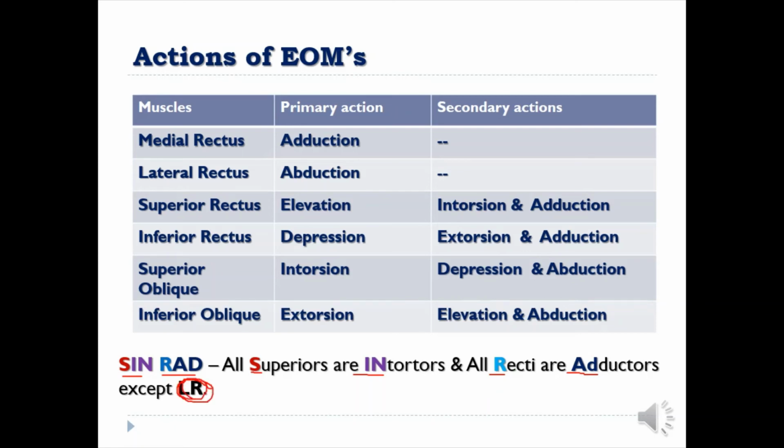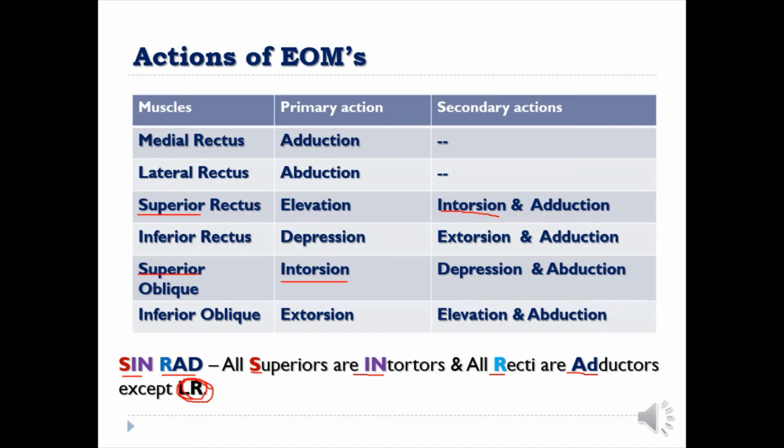Now we will see that in the next slide. Even from here we can understand this: all superiors are intorters. Look at this, this is a superior, superior rectus. This is another superior. Both superior rectus and superior oblique are intorters. Superior rectus has intorsion, and superior oblique has intorsion. So all superiors are intorters.